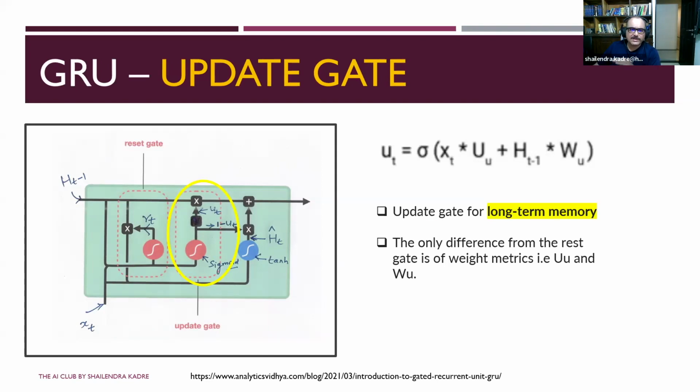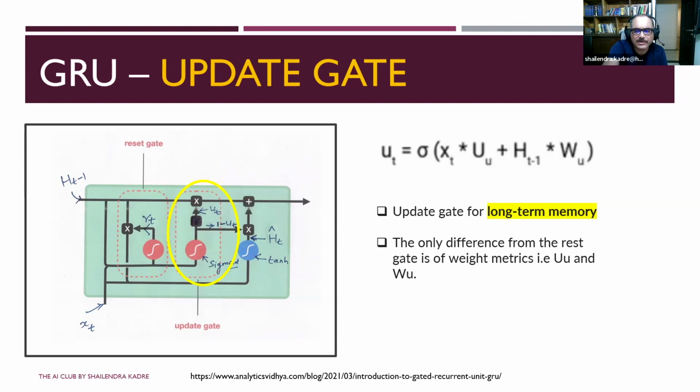Now let us go to the second gate, which is again circled in yellow here, the middle one in the middle of the diagram. It also has a sigmoid. Look into the sigmoid first. The current time step input XT and HT minus 1 are flowing into the reset gate, and the same thing is flowing into the update gate also. We have seen how it was treated in the reset gate.